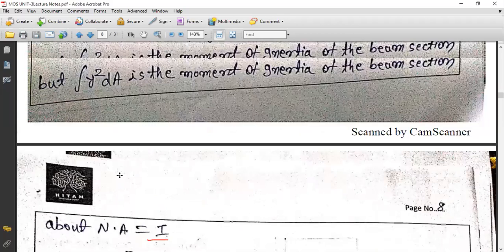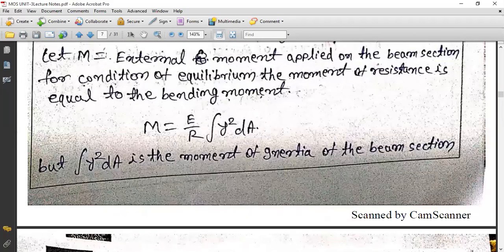I will explain Y square dA. Integration of Y square dA is the moment of inertia of the beam. Already you studied in the mechanics part, what is Y square dA? Y dA is the first moment of area. If you consider integration, Y dA is the moment of area, and Y square dA is the second moment of area, and the second moment of area is called moment of inertia.